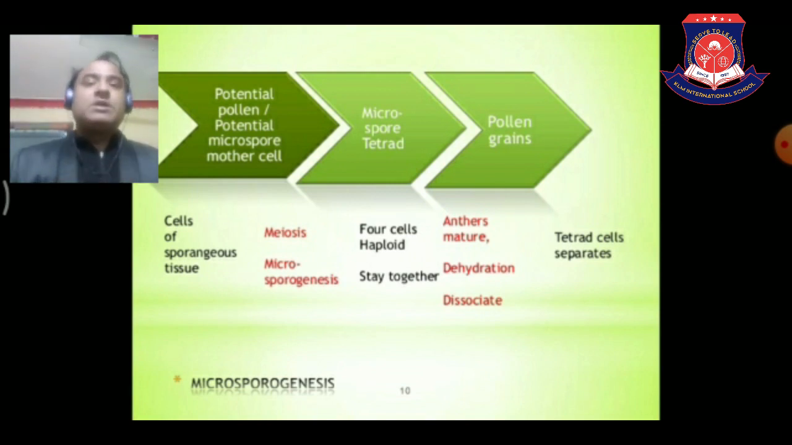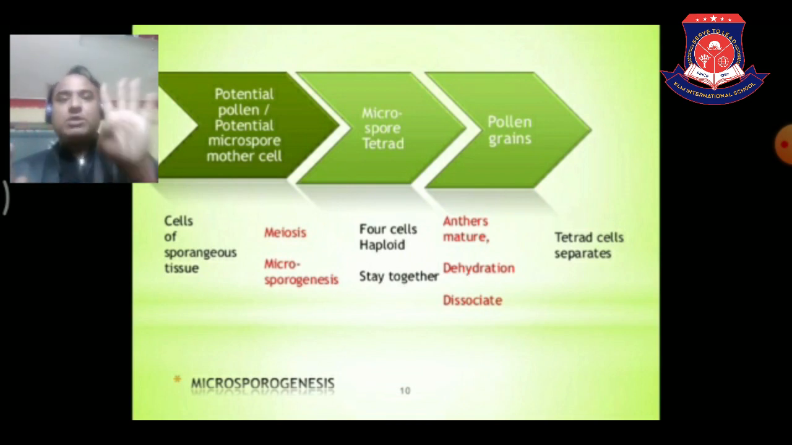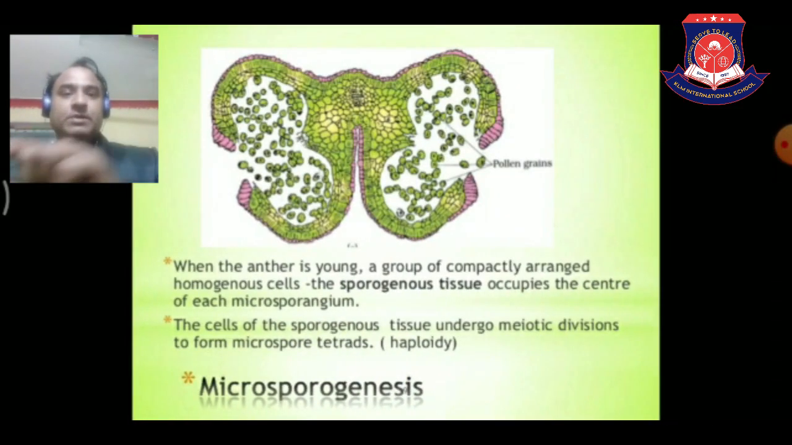These four cells are haploid in nature. Haploid means having half the number of chromosomes. In such a way each microspore mother cell gives rise to four pollen grains, because the microspore mother cell first gives microspores, then the microspores differentiate and mature into pollen grains. In this way a single microspore mother cell produces four pollen grains.